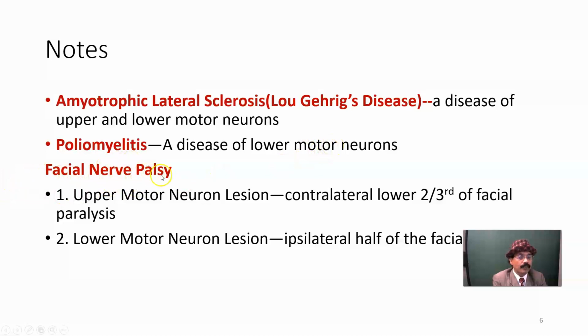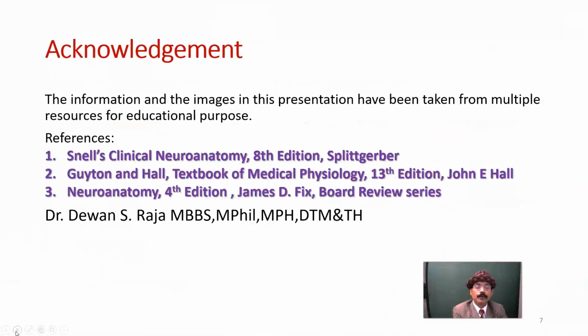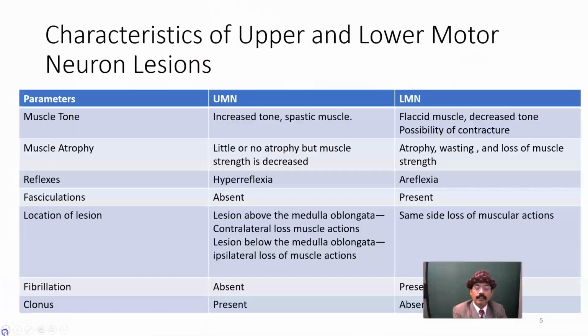Facial nerve palsy: upper motor neuron lesion, we have seen the image. Contralateral lower two-thirds of facial paralysis. Lower motor neuron lesion: ipsilateral half of the facial paralysis. We have seen that in our second slide. Okay, that's all. Now we'll go to the second slide a little bit.